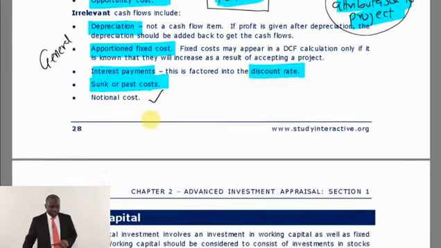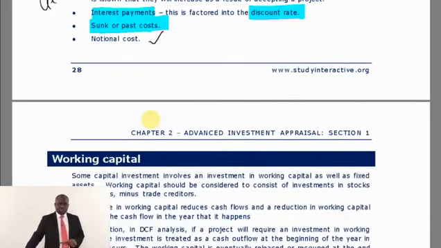Notional cost is very close to opportunity cost. So if notional cost comes in, you have to be very careful in this case. What do we mean by notional cost? Notional cost is a benefit you will forgo, or you thought you will forgo, as a result of undertaking the project, but you wouldn't forgo it. Opportunity cost is a benefit you will forgo as long as you undertake the project.